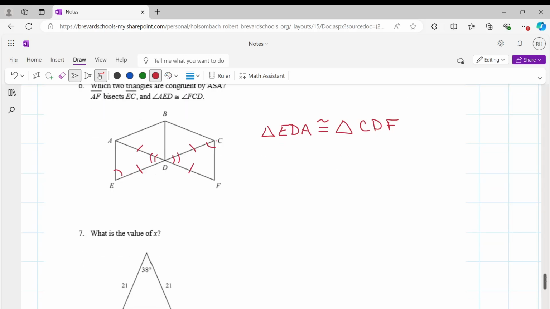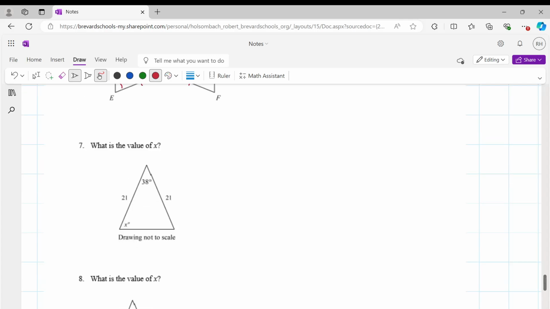All right, problem number 7. Find the value of x. In this triangle, you're given this left side is 21, the right side is 21. That means they're congruent to each other. That means this is an isosceles triangle. And if two sides of a triangle are congruent, then the angles opposite those sides are congruent. So this angle down here is x degrees. So we've got x plus x plus 38, or 2x plus 38, that's equal to 180.